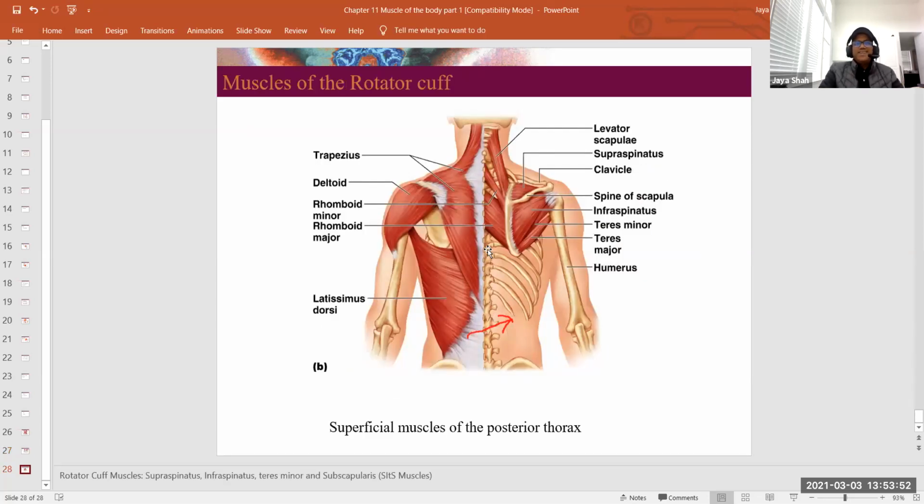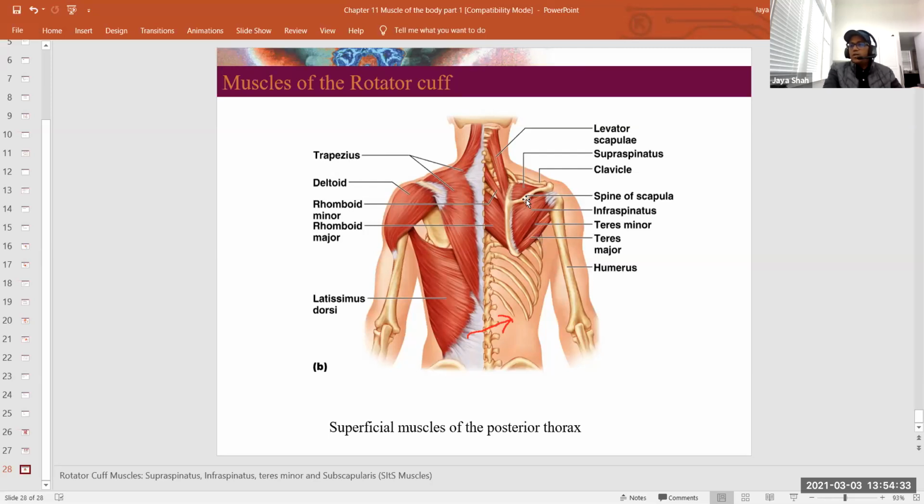Have you heard about the rotator cuff muscles, which are the muscles on the back of your shoulder joint? On the back, you can see several muscles: trapezius, deltoid from the back, and this is latissimus dorsi. Here, the deep muscles are rhomboid minor and rhomboid major, and then supraspinatus, because this is above the spine of the scapula, and then infraspinatus, teres major and teres minor.